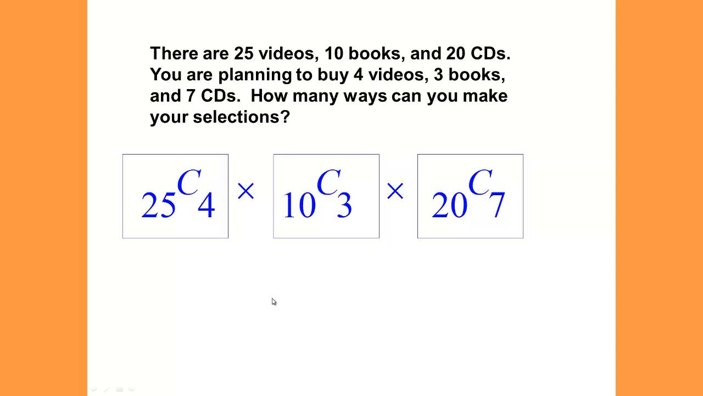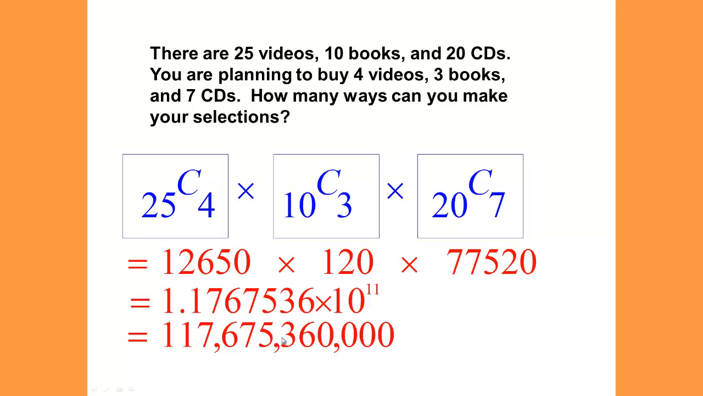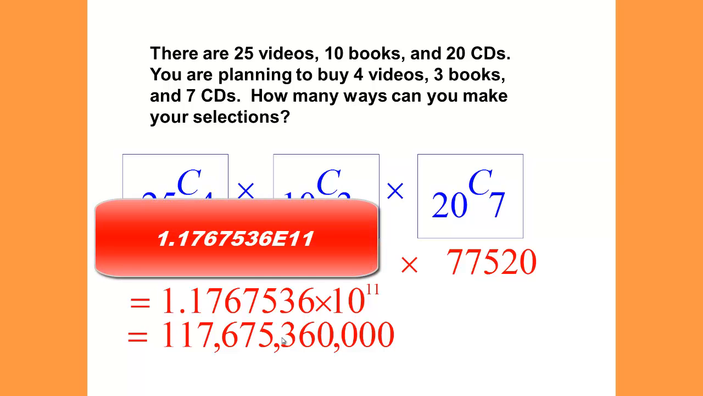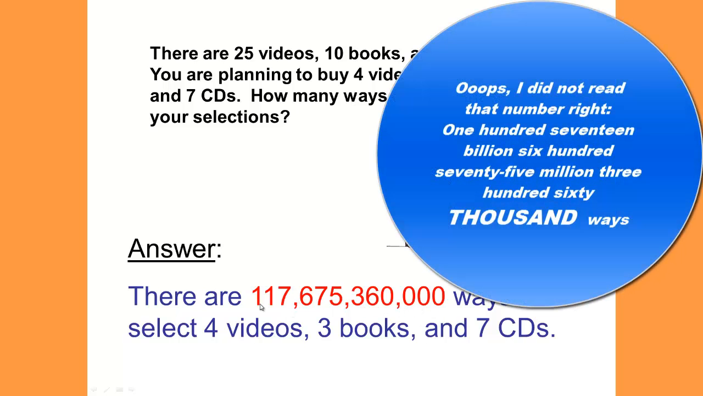Next, we need to complete the calculations. So you simply complete the calculations with your calculator, getting each of those 3 combinations and then multiplying those 3 combinations. Notice your calculator will give you an extremely large number. Your calculator may even say e to the 11th as opposed to times 10 to the 11th, and then you just move your decimal over 11 places, and we'll need to add some extra zeros there. So there are 117,675,360 ways to select 4 videos, 3 books, and 7 CDs.